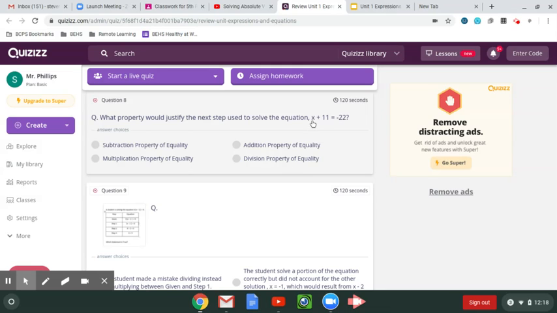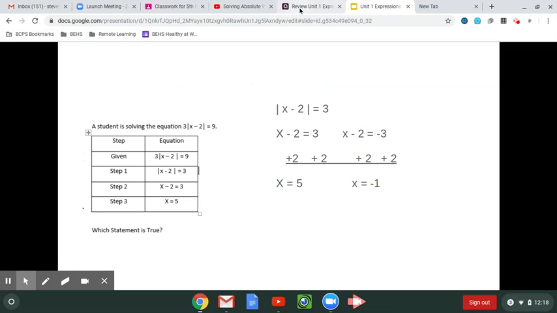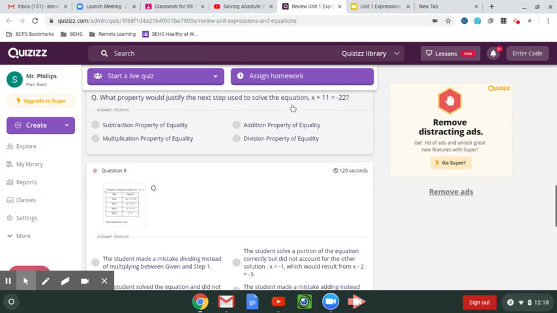So if this is an addition problem, how would you undo addition? That's right, the subtraction property of equality. And if I show this one, the opposite of add 11 is to subtract 11. That is called the subtraction property of equality. Moving on to the next question.